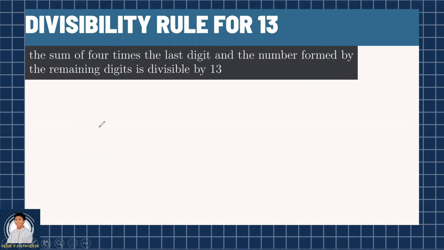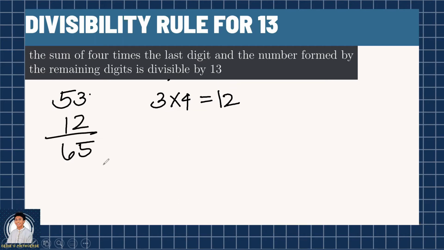And now, we have the divisibility rule for 13. The sum of 4 times the last digit and the number formed by the remaining digits is divisible by 13. A given example is 533. We remove the last digit 3, then multiply it by 4. 3 times 4 equals 12, and 53 plus 12 equals 65. 65 is 5 times 13, which means that 533 is divisible by 13. Now you can do this exercise: prove that 936 is also a multiple of 13.